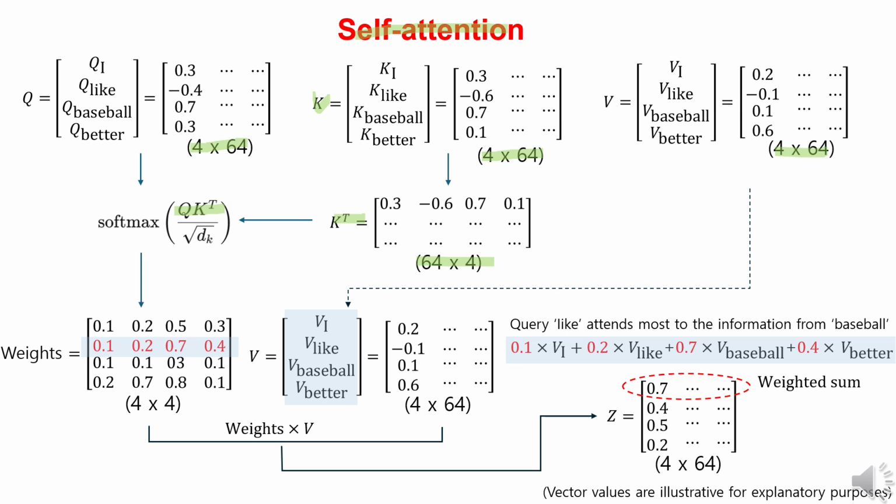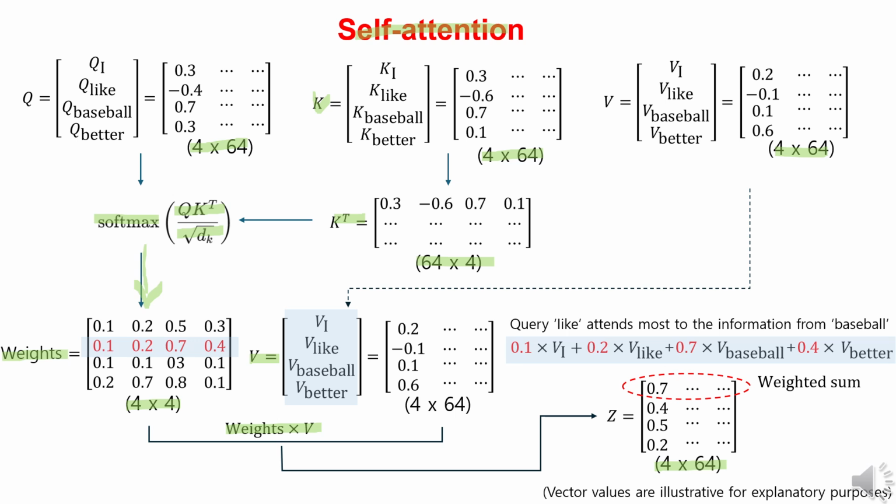To prevent the values from becoming excessively large, this score matrix is scaled by dividing it by root dk, and then the softmax function is applied. The result is a 4 by 4 attention weight matrix. Next, this attention weight matrix is multiplied by the value matrix, producing the final output matrix with dimensions 4 by 64.